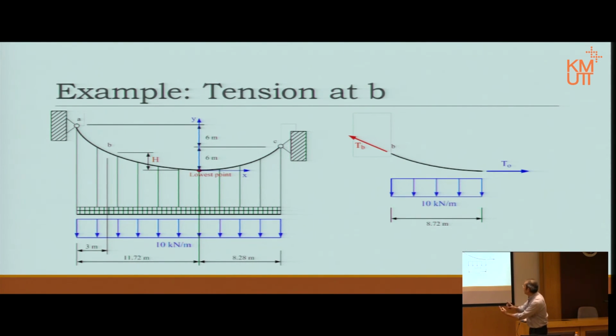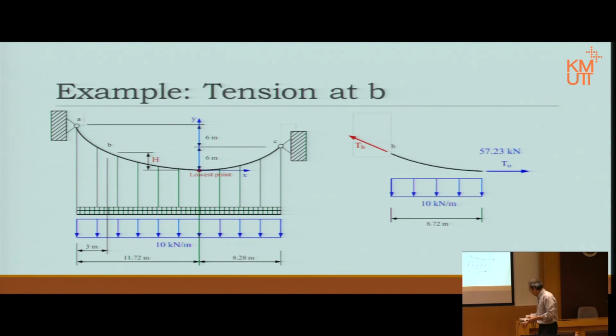Then we know that from A to the lowest point is 11.72. So the gap between the lowest point, point O, to point B must be 8.72. Once we have that, we notice that T0 we already found as well. I think I marked it. Yeah, we already found 57.23, right? Then we know how to calculate that distributed load. It's the uniformly distributed load, a rectangle, the area, the magnitude times the base, right?